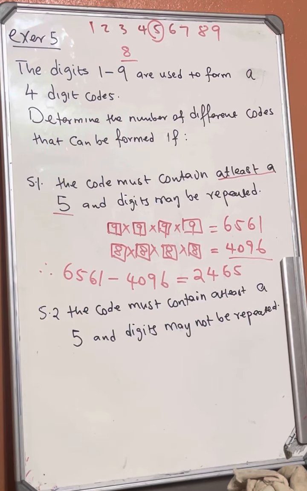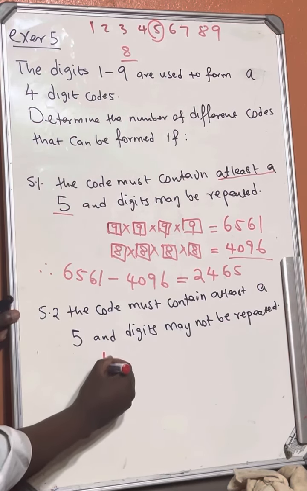Let's go to the last one. The code must contain at least a 5 and digits may not be repeated. This is the same thing. When they say it must contain at least, you do the opposite and find the ones without a 5. You get it? Even if it's any number, it's still the same thing.